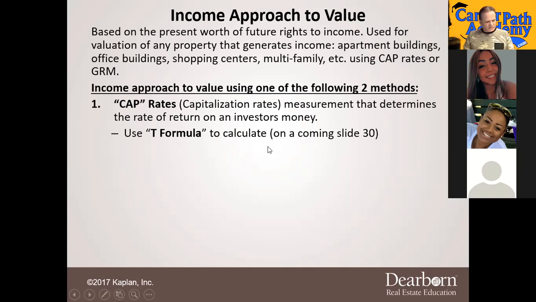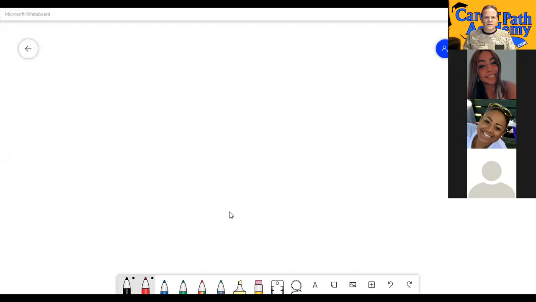So in the margin to the left of where it says capitalization rate there in the book on page 282, they give you a little formula at the bottom of the page, but I'm going to give you an easier formula. It basically says the same thing. You're calculating it the same way. It's just easier. Just write, use T formula to calculate. And then I'm going to give you that T formula in a moment. Actually, I'll give it to you right now. I'm going to go to this whiteboard and show you what to write there in the margin. You're going to write, use T formula to calculate.